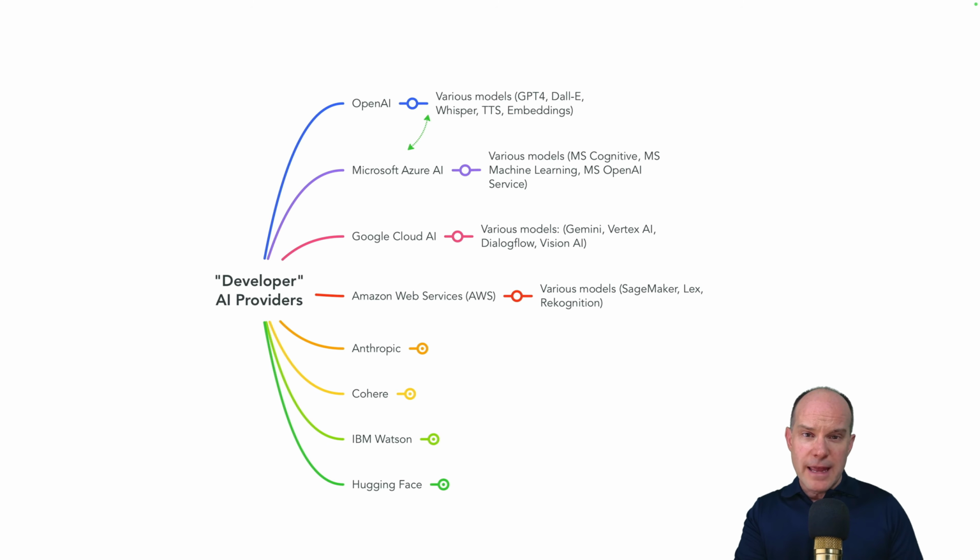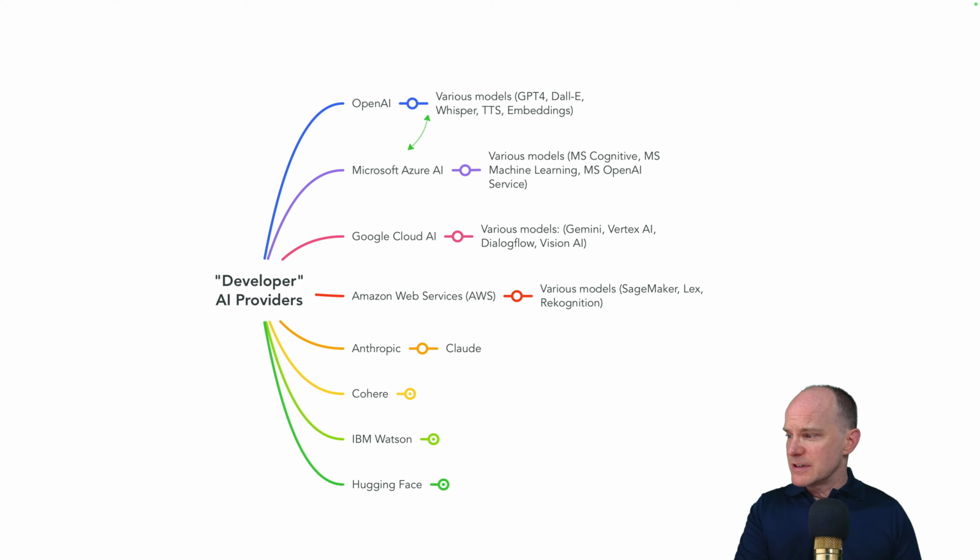Then we have AWS, also known as Amazon Web Services. Various models like SageMaker, Lex, and Rekognition are all available, plus a wide variety of others as well. Amazon is a very vast and robust platform for all kinds of things, not just AI, but they are no strangers to the world of AI and machine learning.